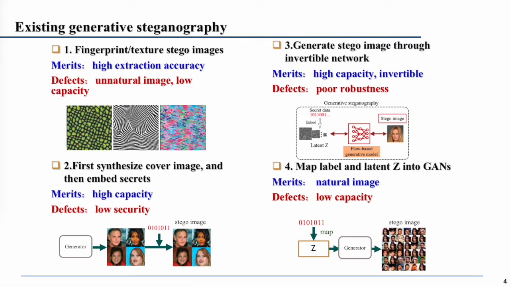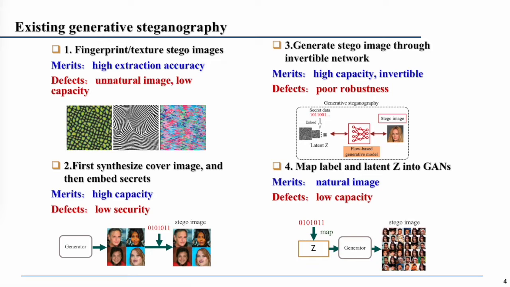The existing generative steganography methods can be divided into 4 types. The first type can generate fingerprint or texture stego images. It has the advantage of relative high extraction accuracy, but the disadvantage is that the content of the generated image is unnatural and the hiding capacity is low. The second type needs to synthesize cover image through the network first, and then hides secret data into the cover image. Its advantage is high hiding capacity, but its disadvantage is easy to be detected by Steganalyzer.